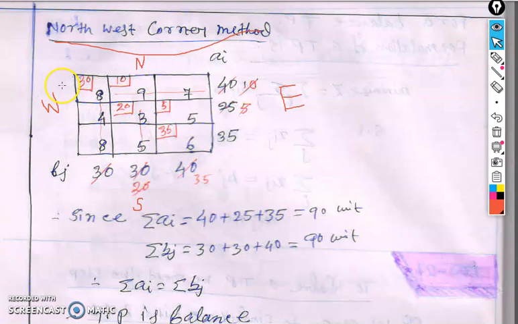Okay, this one is your first factory. The first factory supply is 40 units and the first destination point demand is 30 units. Out of this 30 and 40, the minimum is 30, so here we input 30. Out of this 40, 10 units are remaining, so here we write 10.